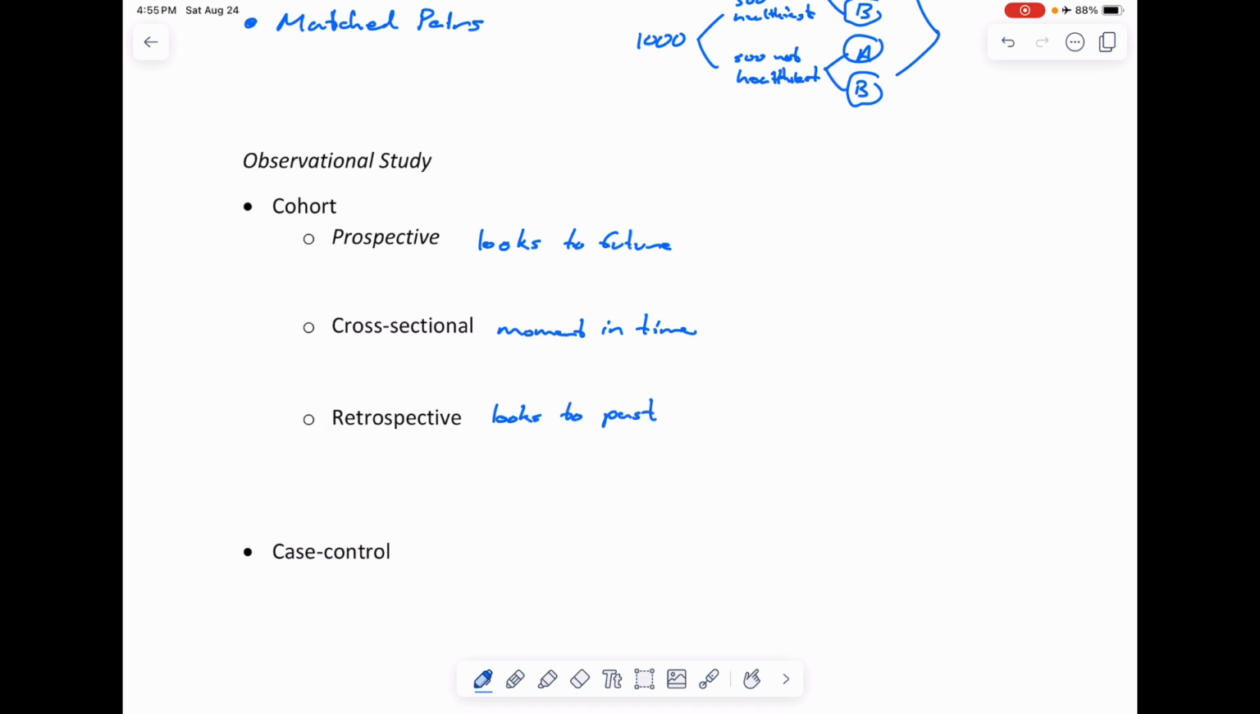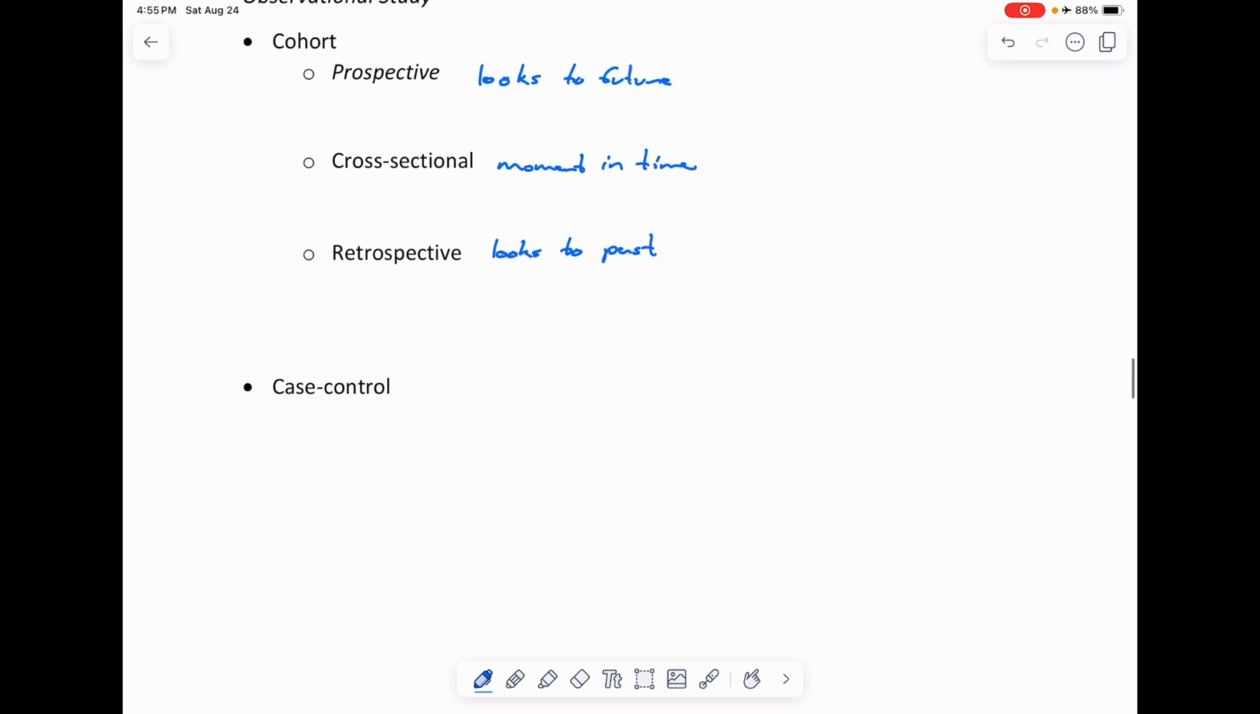What was your health like 10 years ago? How has your diet looked over the last 10 years? What is your health today? Again, correlation, that sort of thing. And then what's called case control.